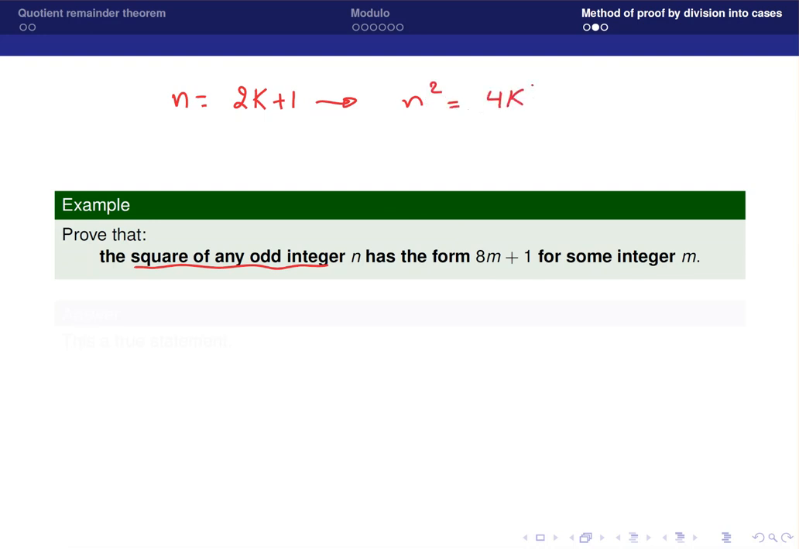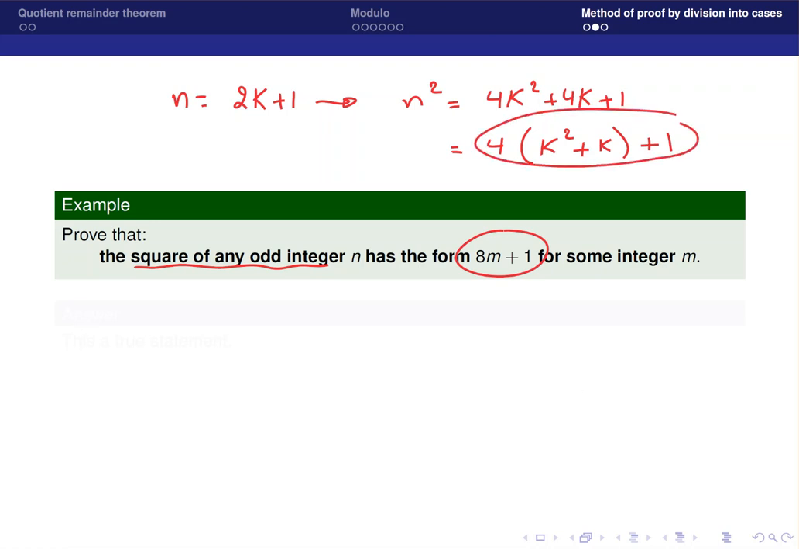You would end up with 4k squared plus 4k plus 1. And you would notice that the first two in this list have a 4 in common, so that could be factored. You may end up with 4 times k squared plus k inside parentheses plus 1 on the outside. Now the problem with this is it is not the correct form. They wanted 8m plus 1, where m is an integer. You ended up with 4 times m plus 1. So this did not really work out for us. So what would we do instead?